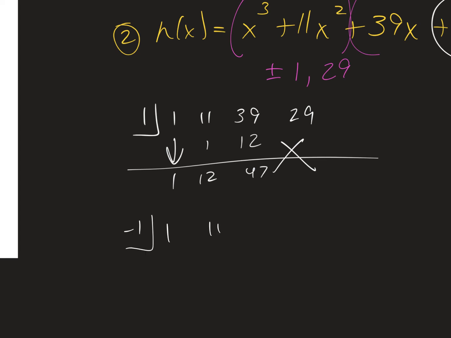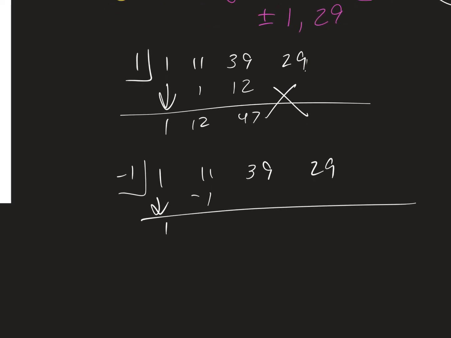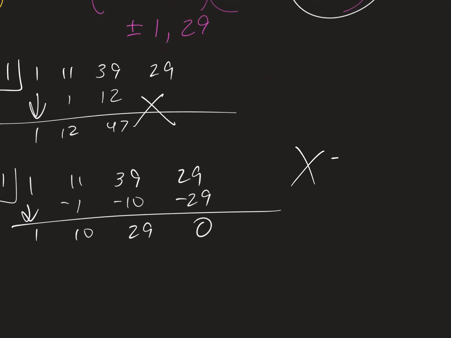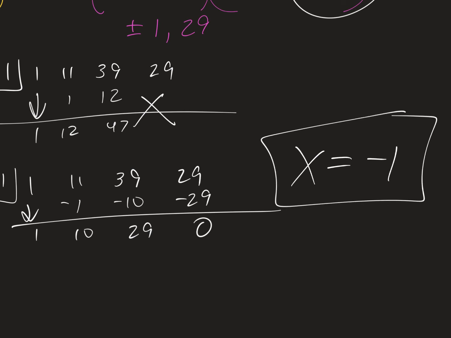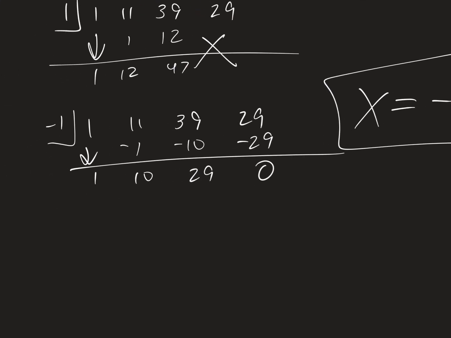So 1, 11, 39, 29. Bring down the 1. 1 times negative 1, negative 1. 11 minus 1 is 10. 10 times negative 1 is negative 10. What's 39 minus 10? Ooh, what's 29 times negative 1? What happens here? Perfect. What did you just figure out? X equals negative 1. That is a solution. What kind of a solution is that? It's rational and it's real. Good. It's a nice, pretty number. I know exactly where that is on a graph. So with what's left over, how would I write my resulting polynomial?